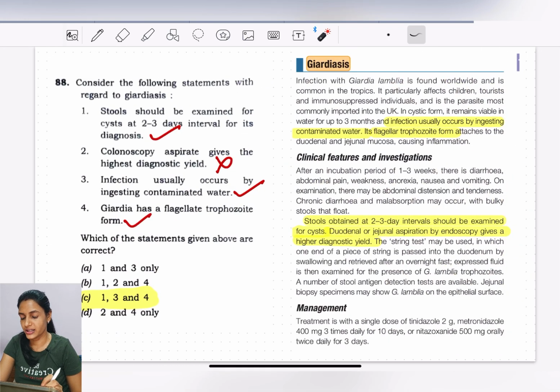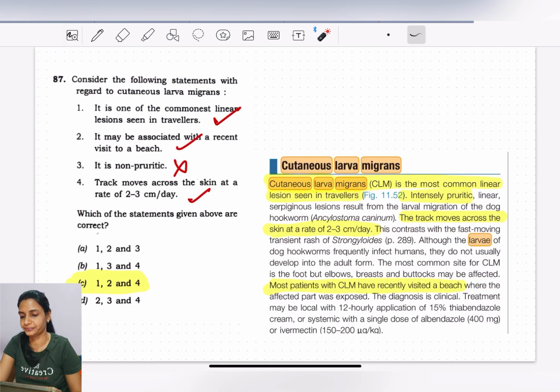With regard to giardiasis, statements are asked. So giardiasis is the infection usually occurring by ingesting contaminated water, and it has a flagellar trophozoite form, and stool obtained at 2 to 3 day intervals should be examined for cyst, and duodenal or jejunal aspiration by endoscopy gives a higher diagnostic yield. So 1, 3, 4 are true. Why second is wrong? Because colonoscopy should not be there. Answer should be duodenal or jejunal aspiration by endoscopy. So 1, 3 and 4 are true.